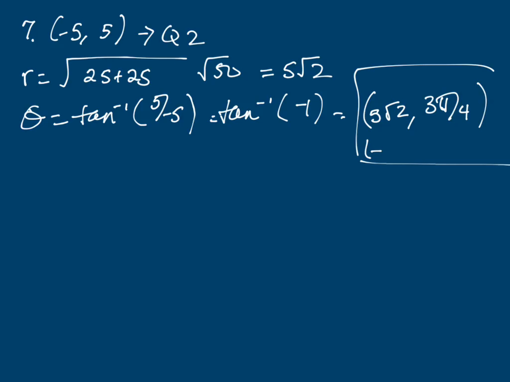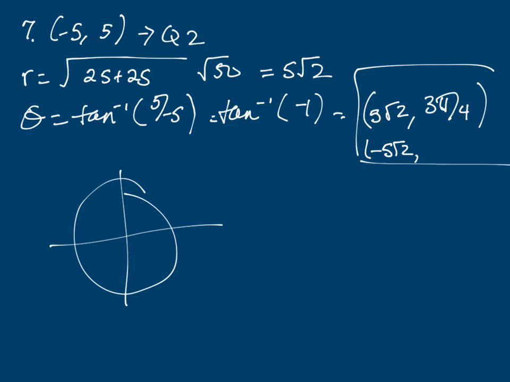And then we're going to use negative 5 square root of 2. And where is 3 pi over 4? 3 pi over 4 is right here. Backwards would be 7 pi over 4. So that would be negative 5 square root of 2, 7 pi over 4.